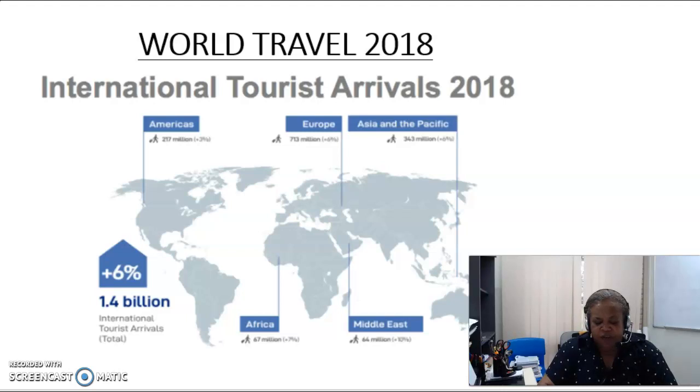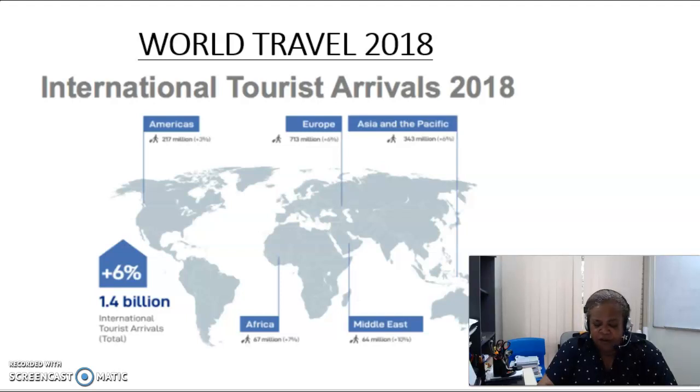As we said before, in 2018, an estimated 1.4 billion people traveled around the world. Many tourists visited Europe, United States, Canada, Mexico, South America, the Middle East, Africa, and our very own region of the Asia Pacific region, which includes countries in the South Pacific.